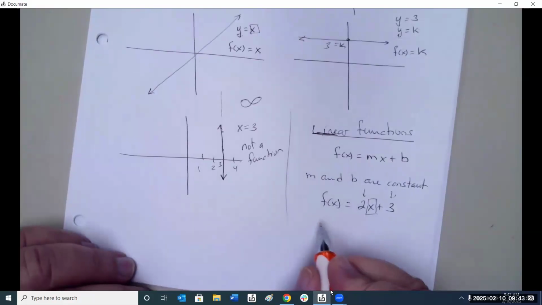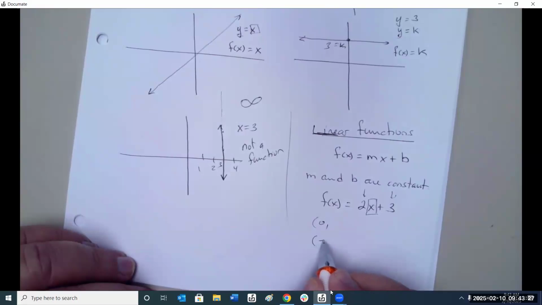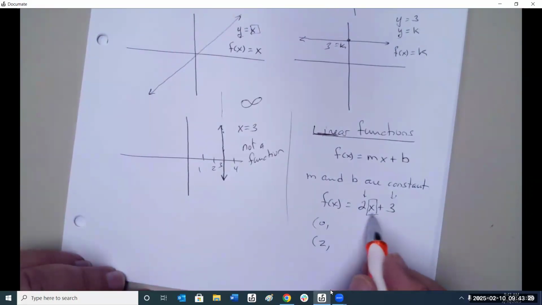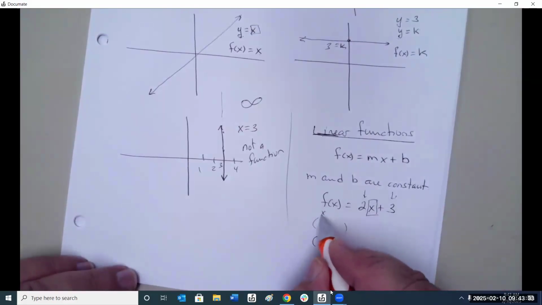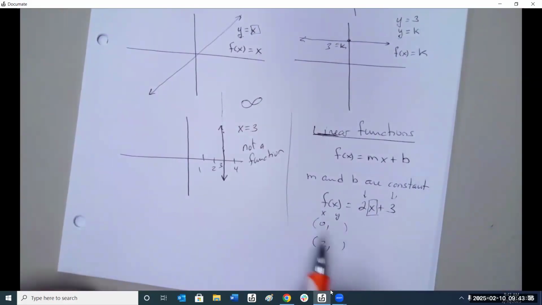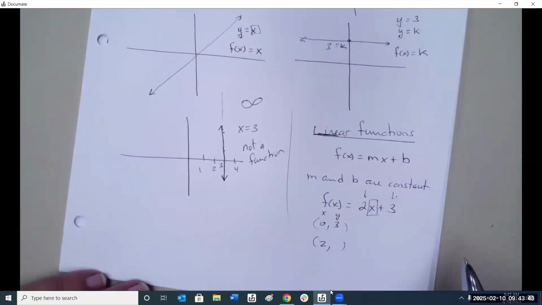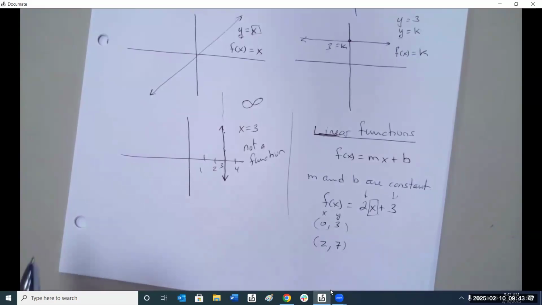2. So all you have to do is pick an x value, plug it in there, and then that'll give you the y value. This is the x and this is the y. So if x is 0, what's y? 3. X is 2, what's y? Yeah, those are my 2 points. I plot those points, connect the dots, and I'm done.